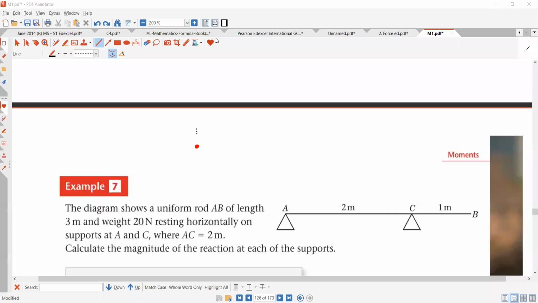If you have something, let's say a plank connected to somewhere, and you apply a force, the name of the chapter is moment of force. This is for M1, but the principle we are going to learn here can be included in our physics unit 1 as well.